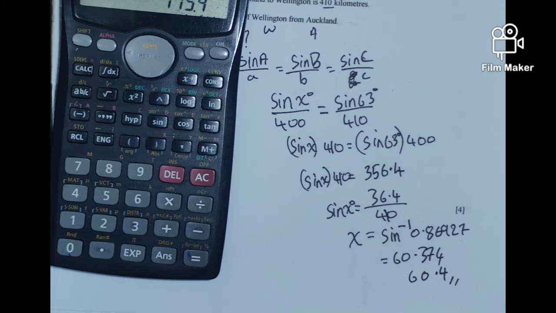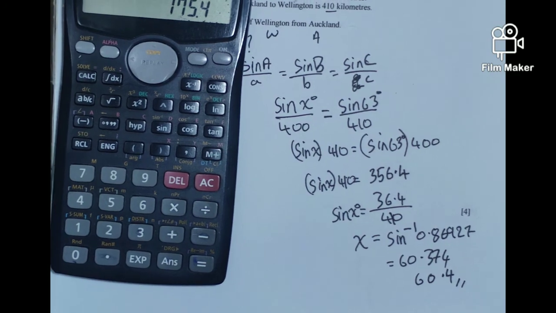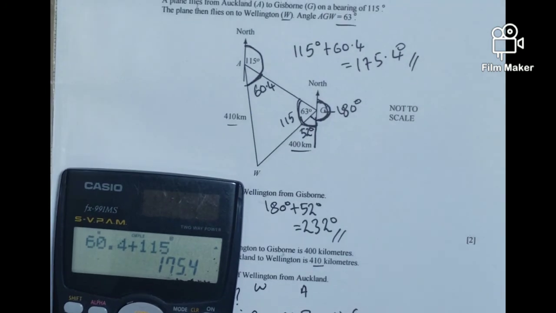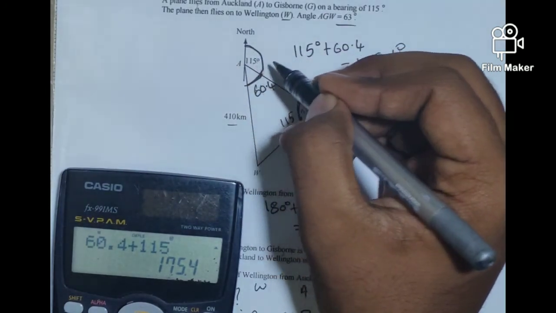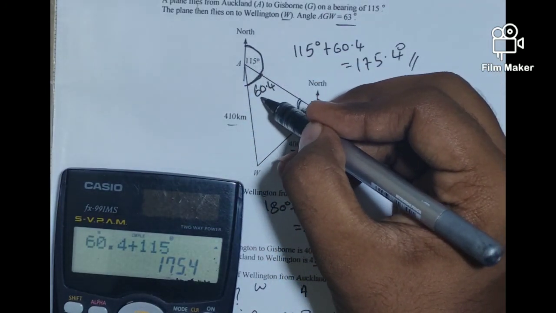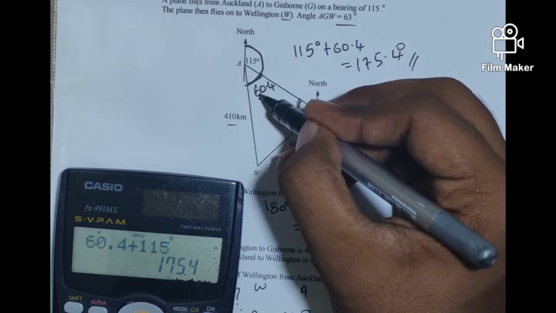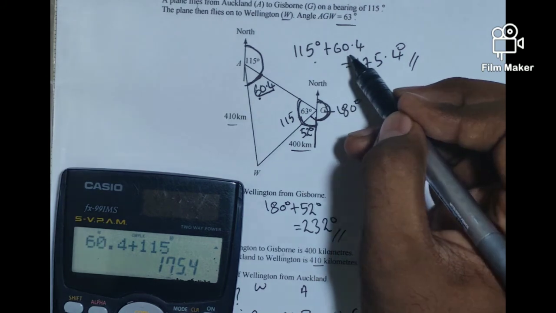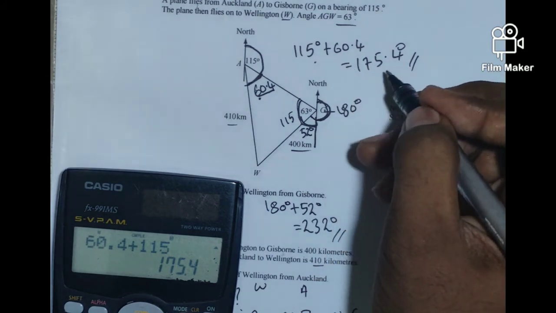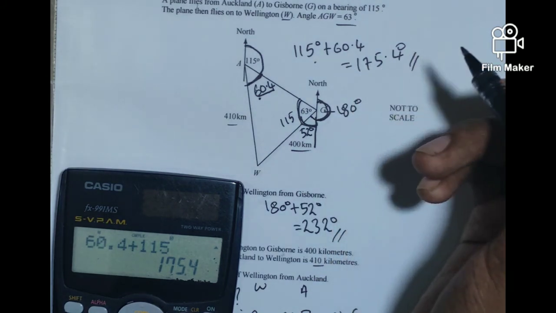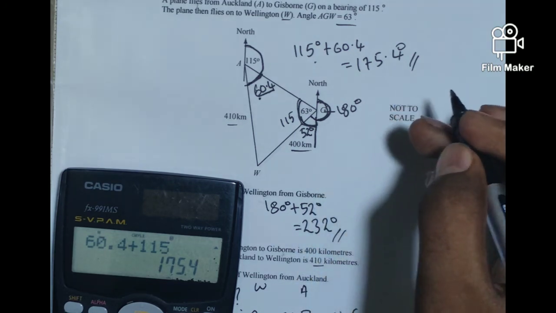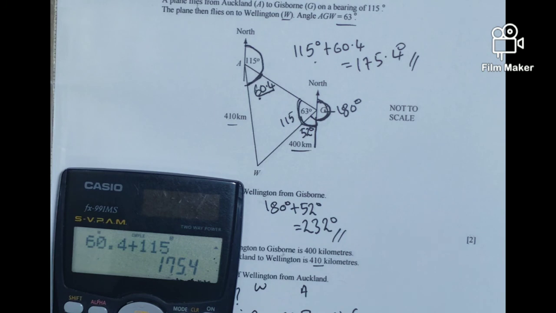Now we note that this angle is equal to 105, and we have calculated this angle, which is 60.4. Now we'll add 105 plus 60.4, which is equal to 175.4. So this is our final answer.